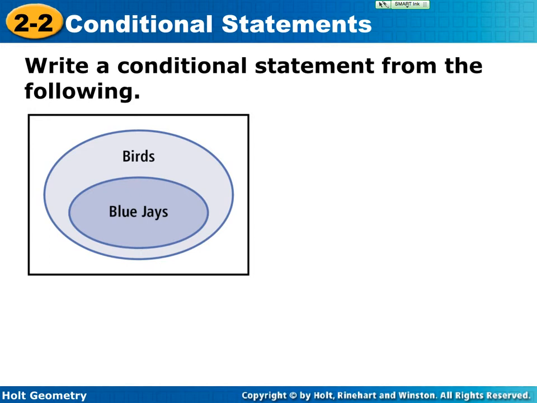Now think what the notes say. Which one's the hypothesis? And I'm just gonna have you raise your hand instead of share this time. Which part's the hypothesis, which is the conclusion, and make it make sense without changing the meaning of it. All right, Anna? If you are a blue jay, then you are a bird. Okay, I would agree with that. If an animal is a blue jay, then it is a bird.